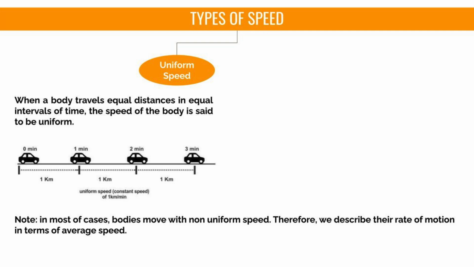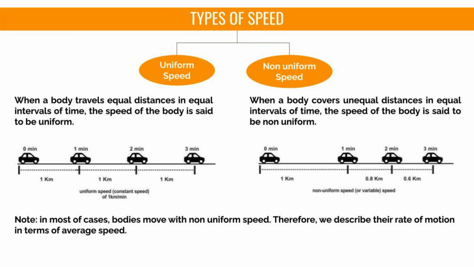Now let us move to the types of speed. Speed can mainly be divided into two types, uniform speed and non-uniform speed. First, let's understand uniform speed. A body is said to have uniform speed when it travels equal distances in equal intervals of time. For example, imagine a car traveling 1 km every minute. If the car covers 1 km in the first minute, 1 km in the second minute, and 1 km in the third minute, the speed remains constant. This is called uniform speed.